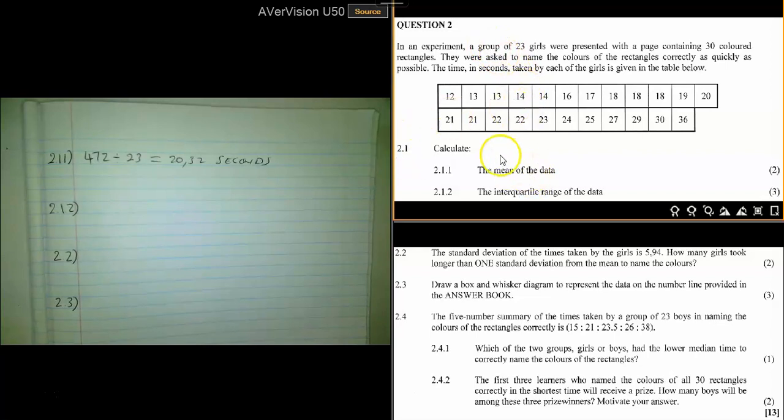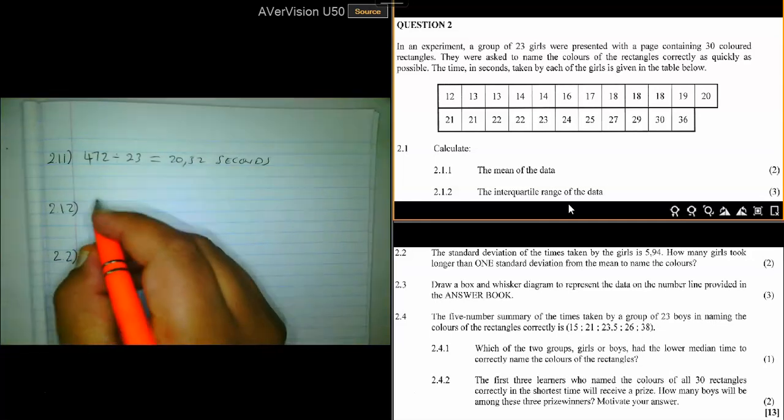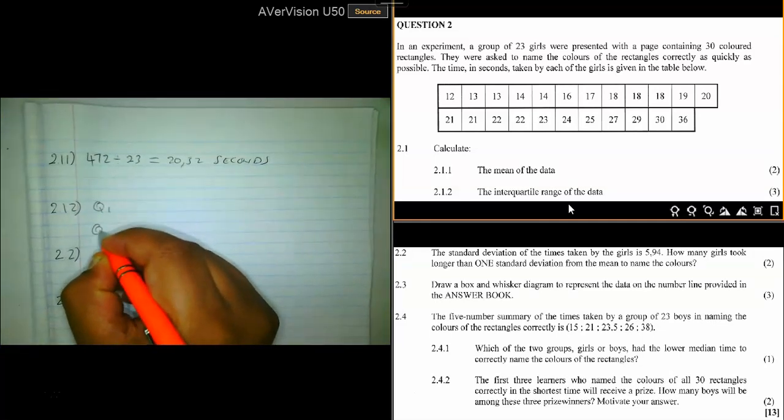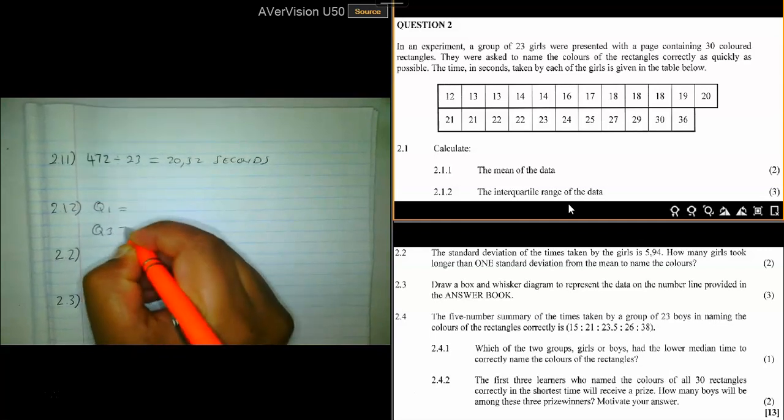And then they want us to also determine the interquartile range. The interquartile range is the range between the quartiles. Now let's understand what range means. Range refers to subtracting the lowest value from the highest value. When you determine the interquartile range, it is still the lowest value subtracted from the highest value, but it is from the upper quartile and the lower quartile. So we first need to find quartile 1, and we also need to find quartile 3.